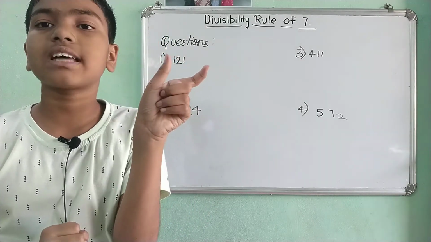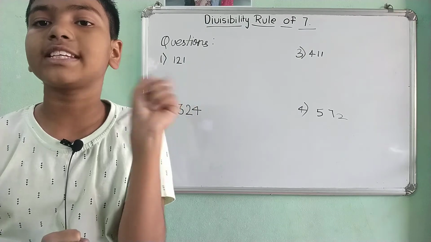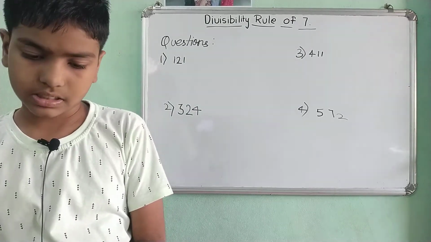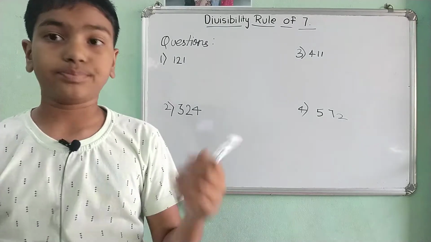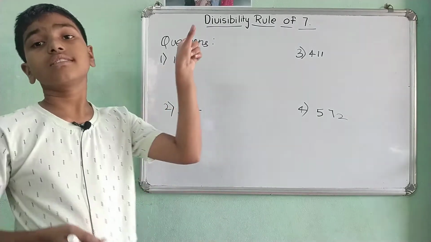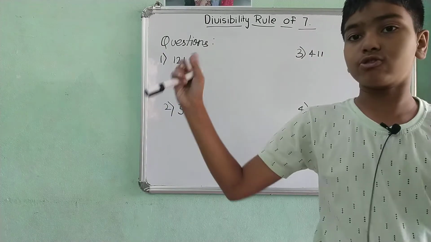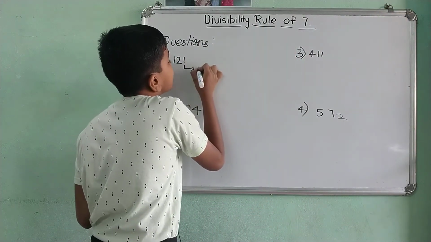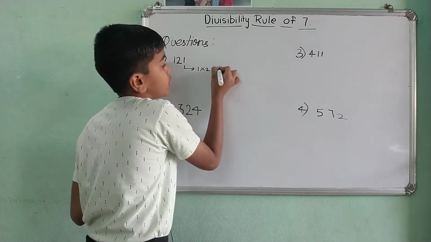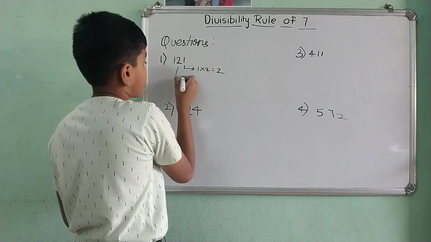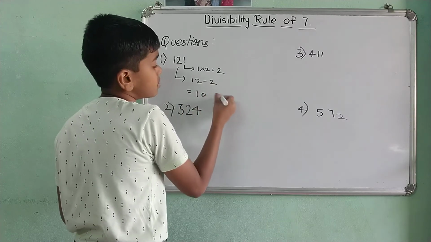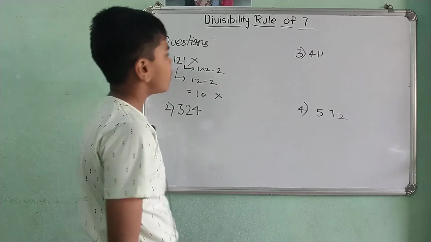Now, the first example is 121. How is it written or read? How is it divisible by 7 or not? You have to check. So see what we are going to do. Easy steps are there. Just multiply the last digit by 2, we get 2, and 12 minus 2, we get 10. Is 10 divisible? No. So is this divisible? No. Just cross it out.